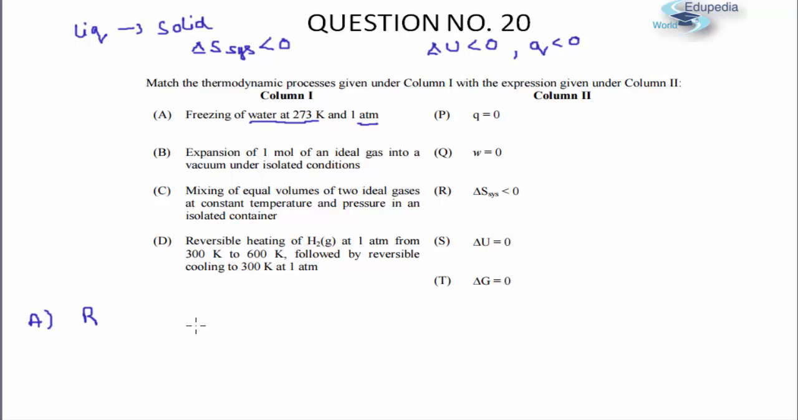T, delta G is 0. Yes, this will match because the process is at equilibrium, and for all equilibrium processes delta G is 0. So A will match with R and T. Let me look at option B.